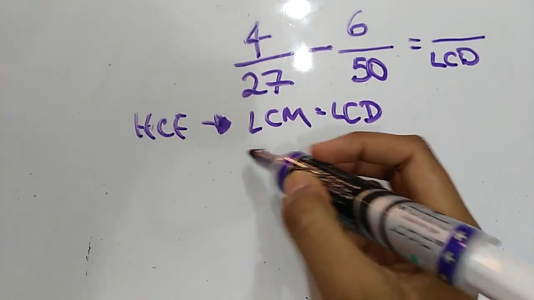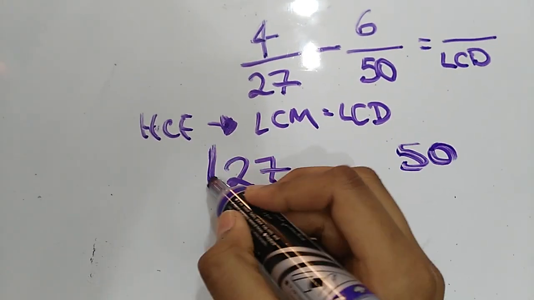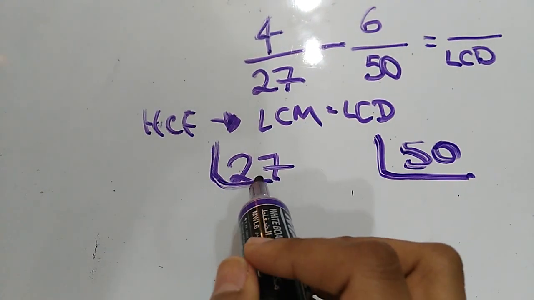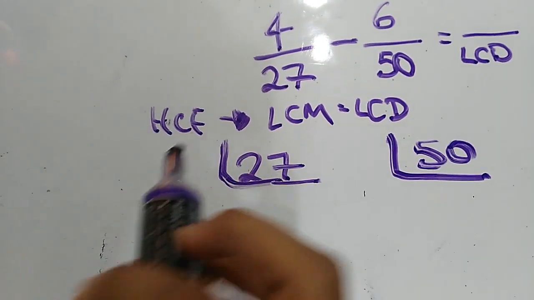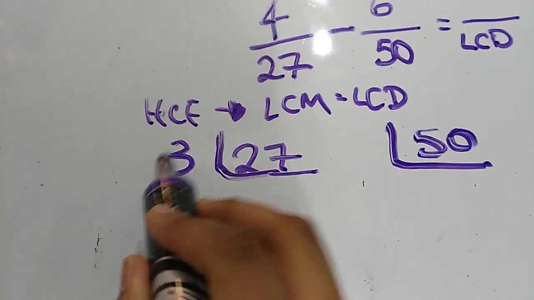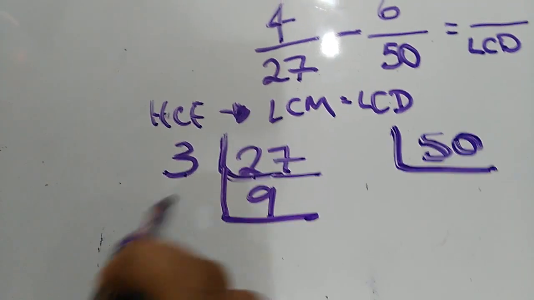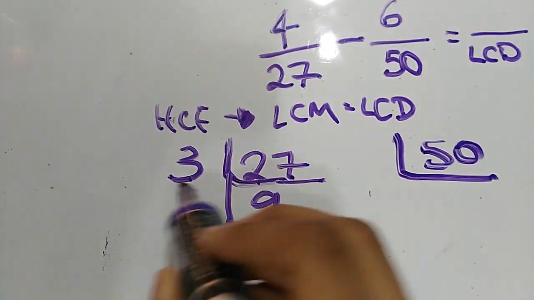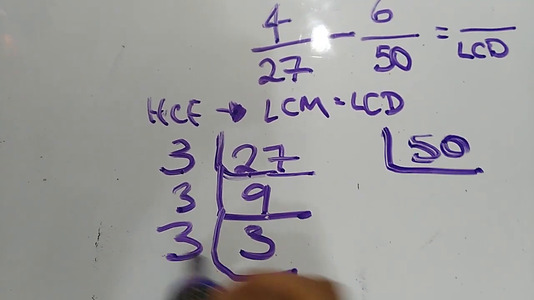So let's have a look at both the denominators. And now let's use the prime method. So what is the smallest possible prime that can go evenly into 27? Well, 2 can't. So can 3? Yes. So 27 divided by 3 gives me 9. And I do it again. What is the smallest possible prime number that can go into 9? 3. And that gives me 3. And I just keep doing this until I get 1.